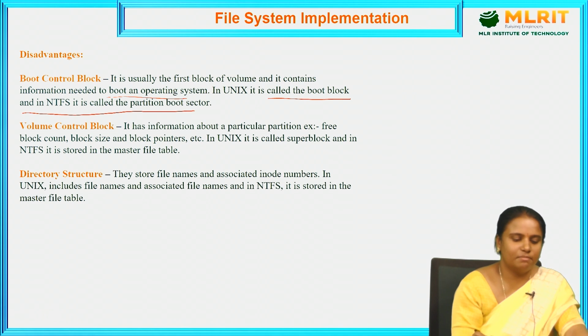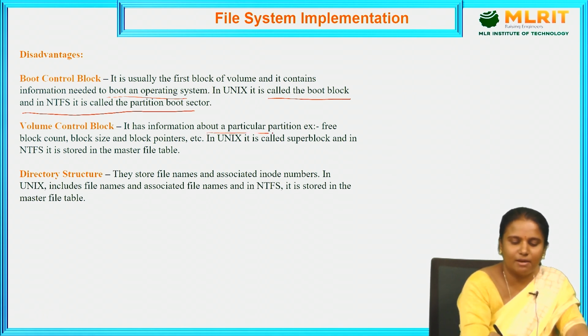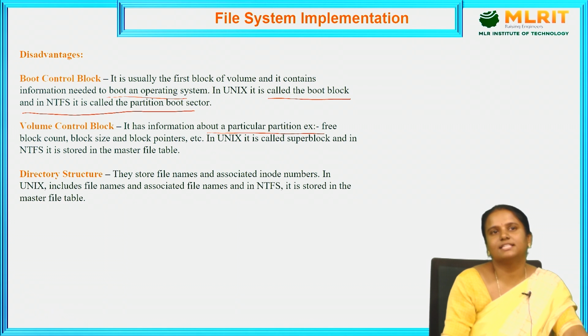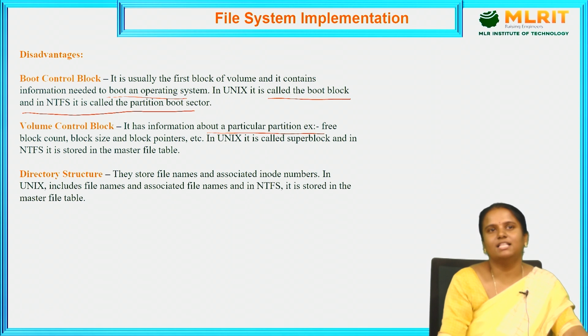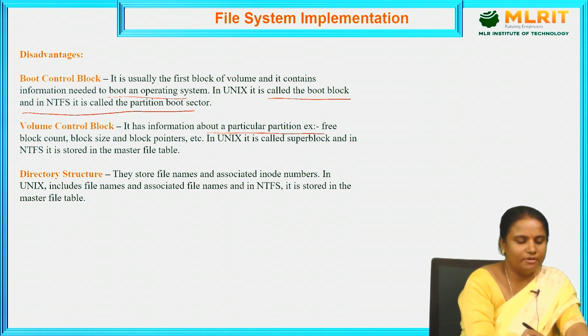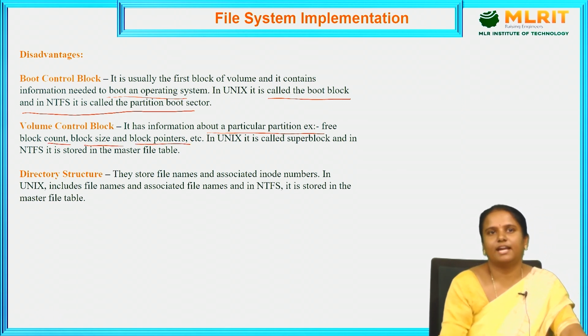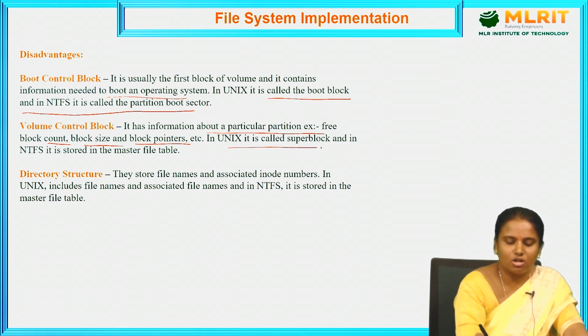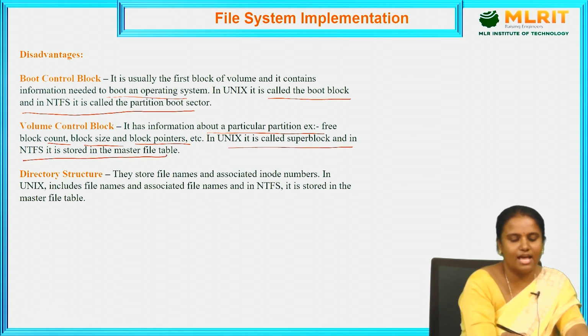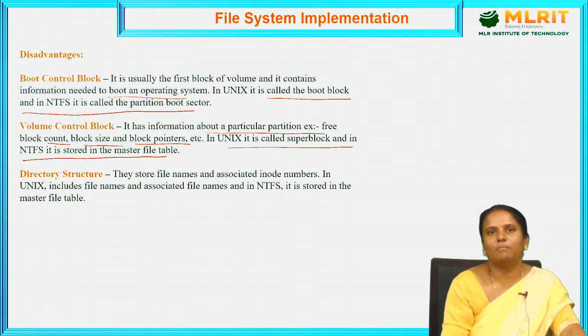Next, the VCB, the volume control block, has the information about a particular partition: where the blocks are free to insert files, and where the blocks are empty to store those files. Examples are free block count, block size, and block pointers. When a block is free, we can insert. Block size tells whether there is enough size to insert the files. Block pointers are nothing but addressing the next instruction. In Unix, it is called the super block, and in NTFS it is stored in the master file table.